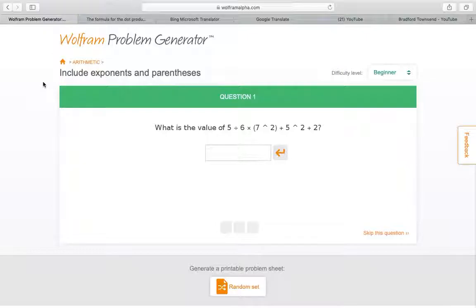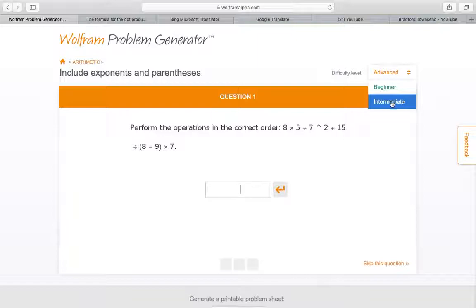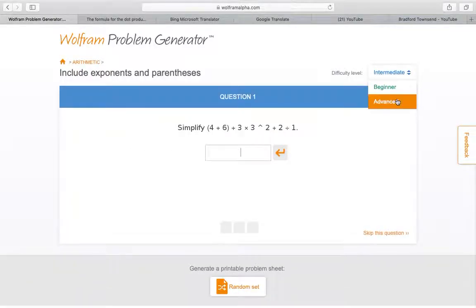We're going to do a step-by-step example, and we're going to have exponents and parentheses, and I'm going to step it up to intermediate. Now, what advanced looks like. All right. Here's advanced, and here's intermediate.